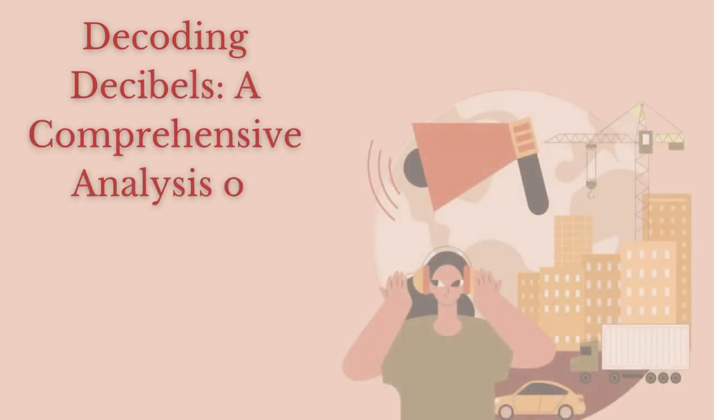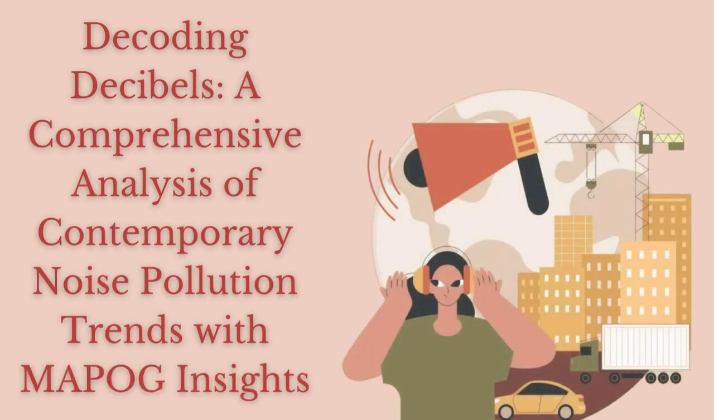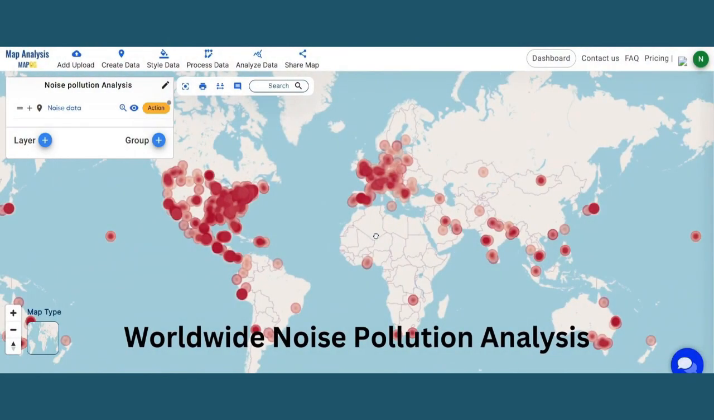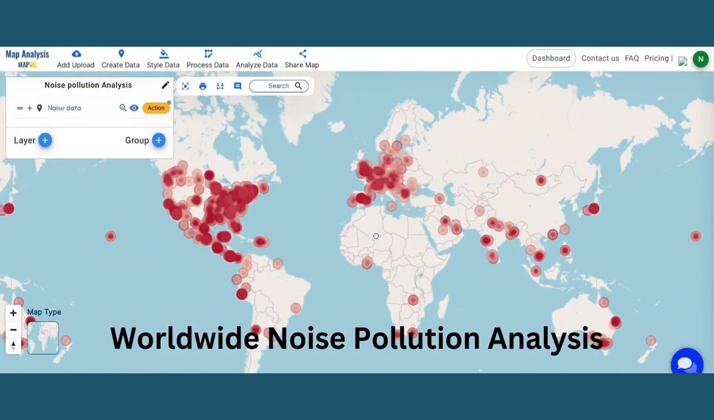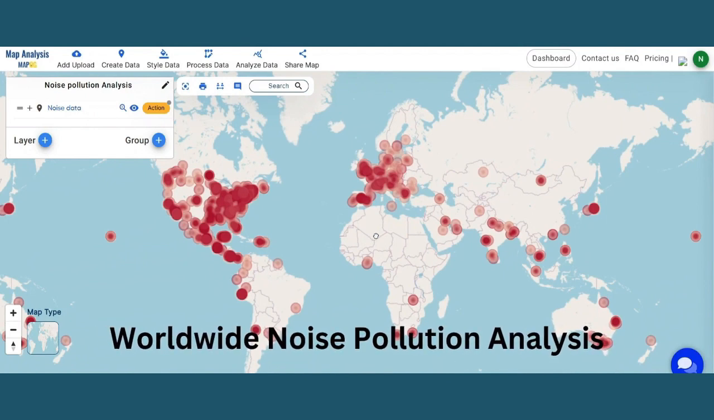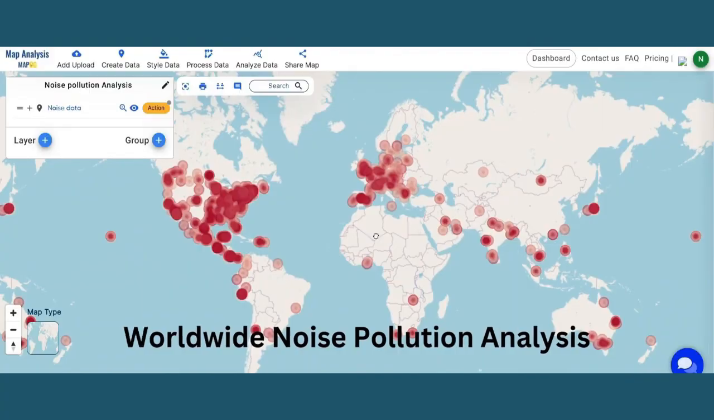MAPOG analysis of noise pollution in urban landscapes provides insights into the ever-evolving symphony of sounds shaping our lives, navigating the dynamic urban landscape with the latest data. This map provides insightful details using MAPOG, guiding users through the process of a detailed noise pollution analysis output map, aiming to visualize areas with high noise pollution levels.